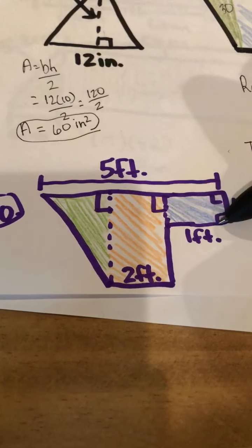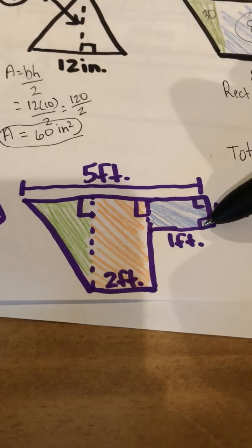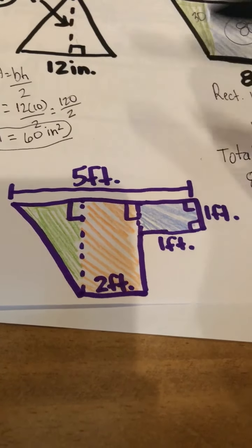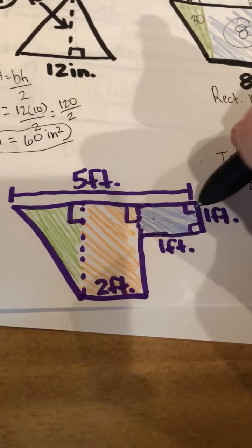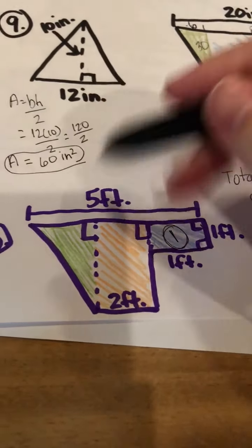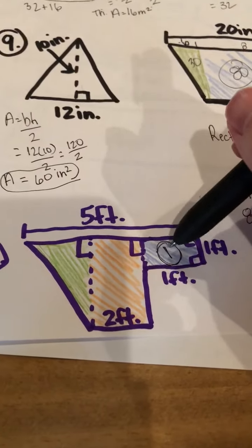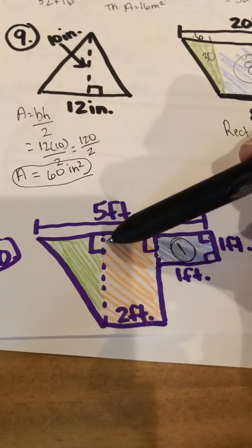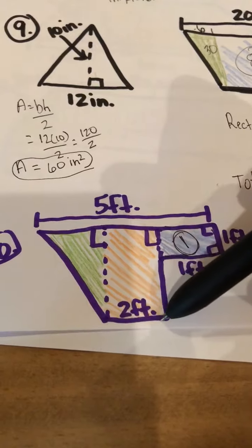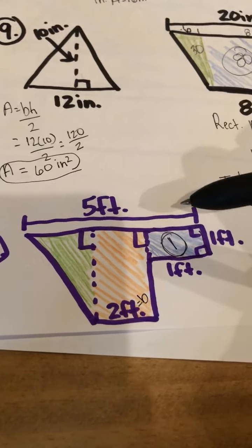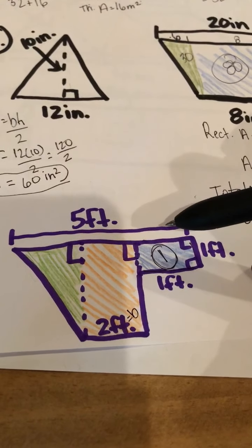So this is one foot, not drawn to scale by any means, by 1 foot. So this one is 1 by 1. I'm going to go over it very quick, and I'm not showing any of my work. I don't have room. Sorry. So the height is here, and the base is 2. So the base is 2, but I have to find the height of this rectangle.